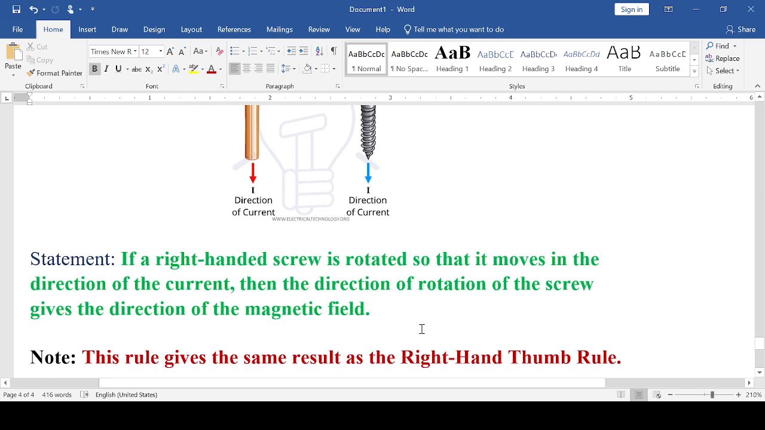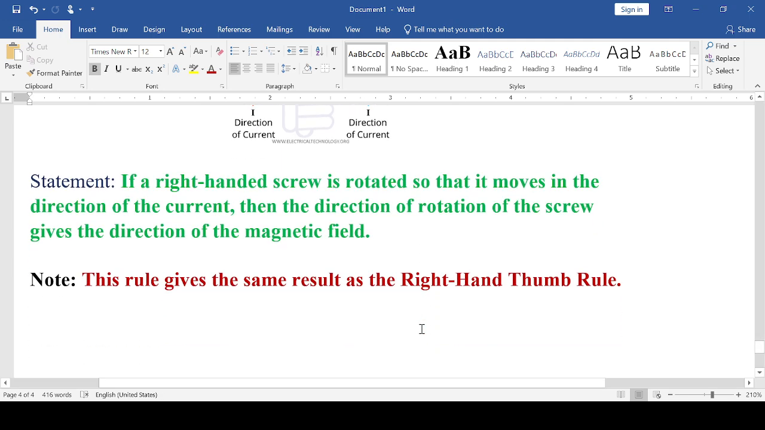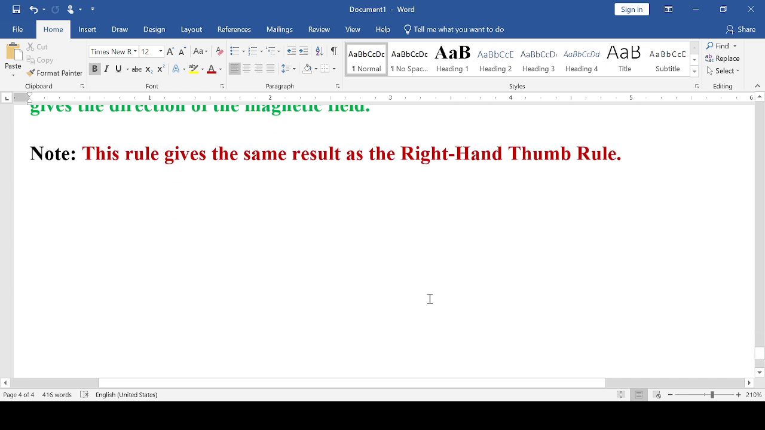If a right-handed screw is rotated so that it moves in the direction of the current, then the direction of rotation of the screw will give the direction of the magnetic field. The direction in which the screw moves is the direction of the current, and the direction of rotation of the screw gives the direction of the magnetic field. This rule gives the same result as the right hand thumb rule.